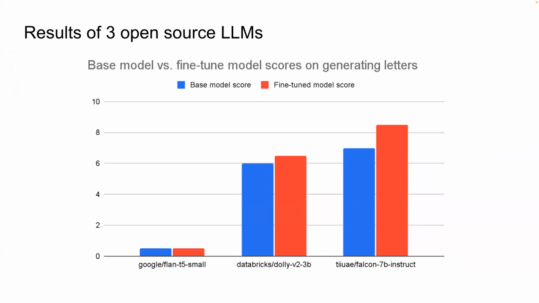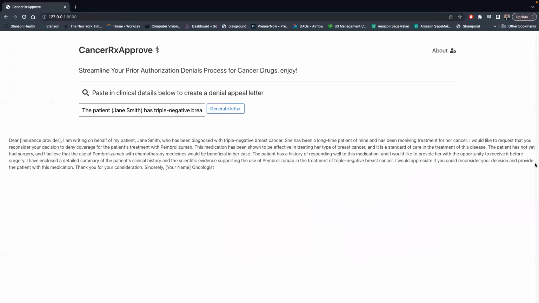The top performing model was the UAE Falcon 7 billion parameter model, and this is what we actually deployed to our app, which is currently live, and it has a very simple UI where clinicians can just paste in some details of the case, click generate letter, and you can see that the letter is output here. In this case, we preloaded it because it still takes 5 to 10 seconds at inference time to generate the letter.